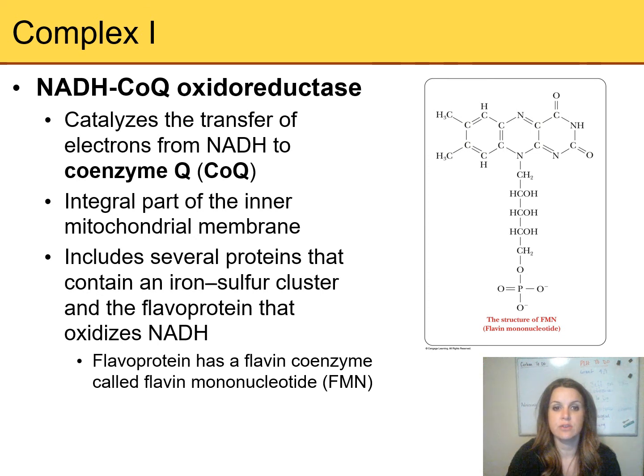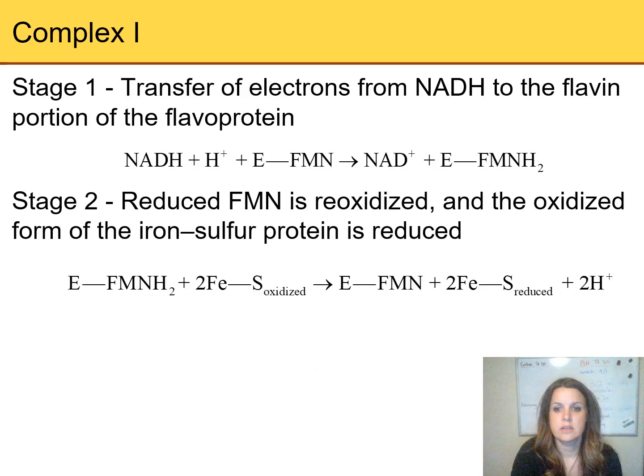It's also going to include several proteins that contain iron-sulfur clusters, and this flavoprotein pictured here that oxidizes NADH. This flavoprotein has a flavin coenzyme molecule called flavin mononucleotide, or FMN for short. So again, let me remind you that this is a complex, so there are multiple enzymes here. But what you see is that there's a transfer of electrons from NADH to the flavin portion of the flavoprotein.